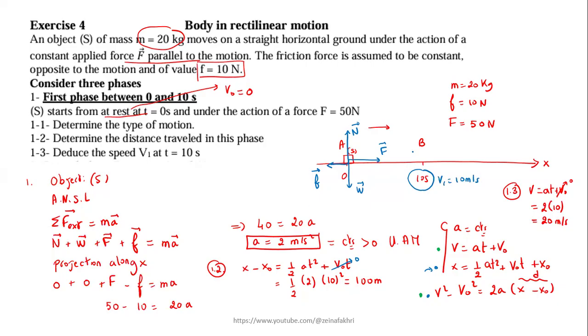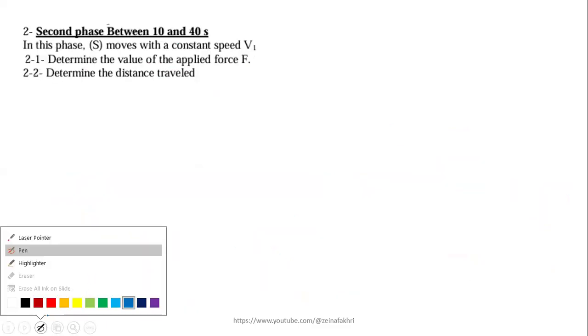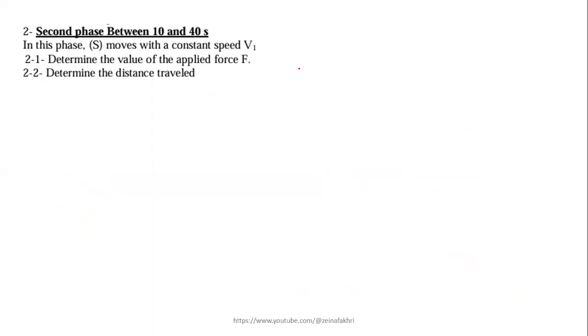Now here we have to pay attention, this is the first phase. When the first phase ends, the second phase will start, so I know it will start with an initial speed equal to 10 meters per second. Now we'll continue. The second phase between 10 and 40 seconds. If we draw the figure, the object is still moving, it traveled from A and reached B with V1 equal 10 meters per second and continued. So this is its motion.